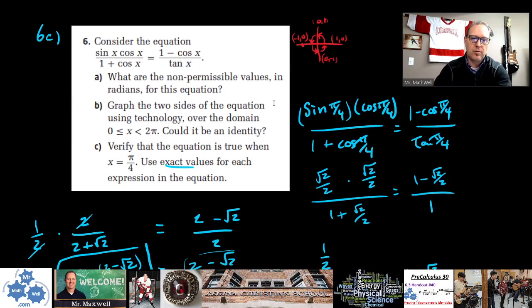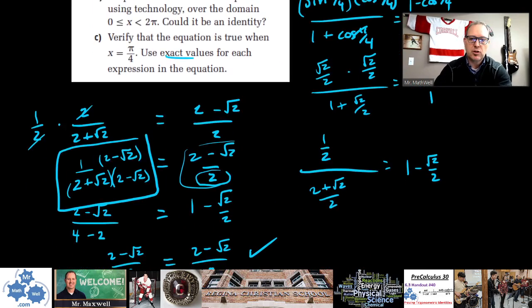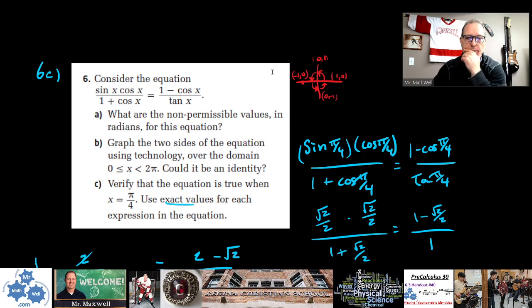I do have 6C already worked out here. I'm just wondering if this is too much of a mess. It might be. To show you just this here, let me just see here. Consider the equation non-permissible, graph the two sides. Okay, could it be an identity? Verify the equation is true. Okay, so again, for number 6, identifying non-permissible values, the denominators cannot be 0, and tan x cannot be undefined or 0. So here we cannot have tan being undefined or 0. Okay? So we've done that already before.